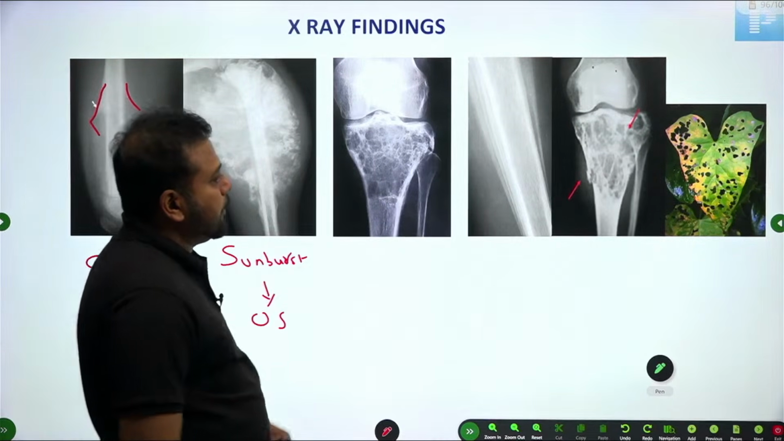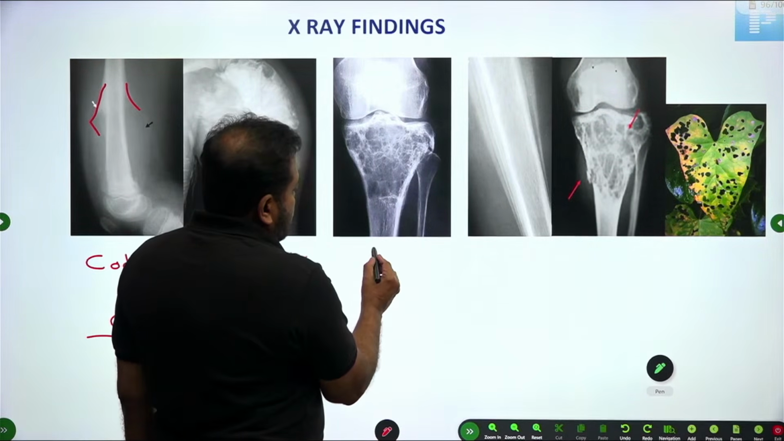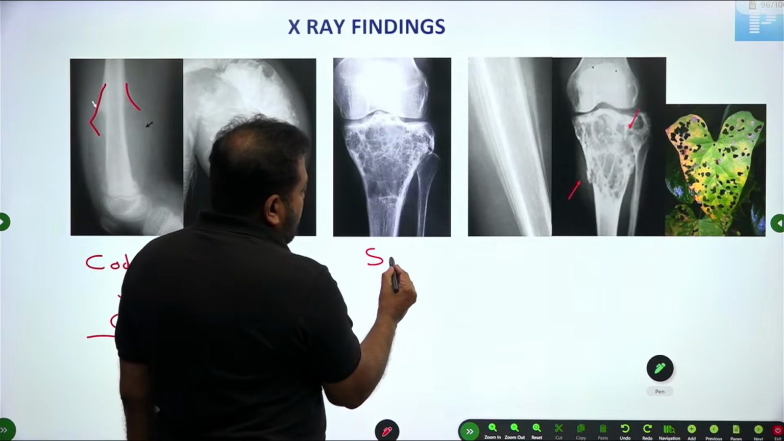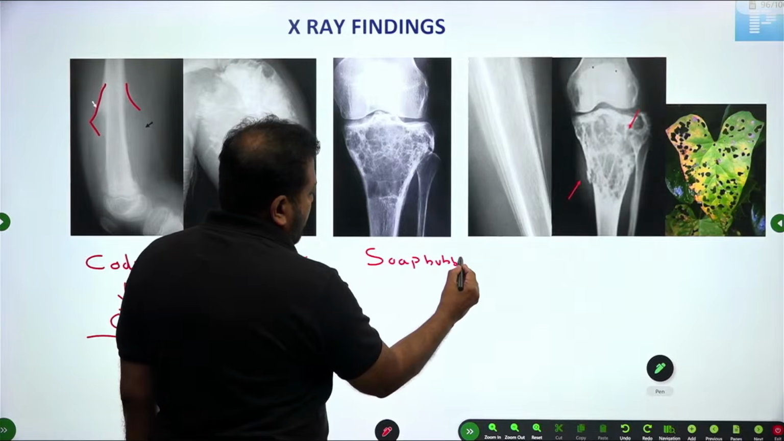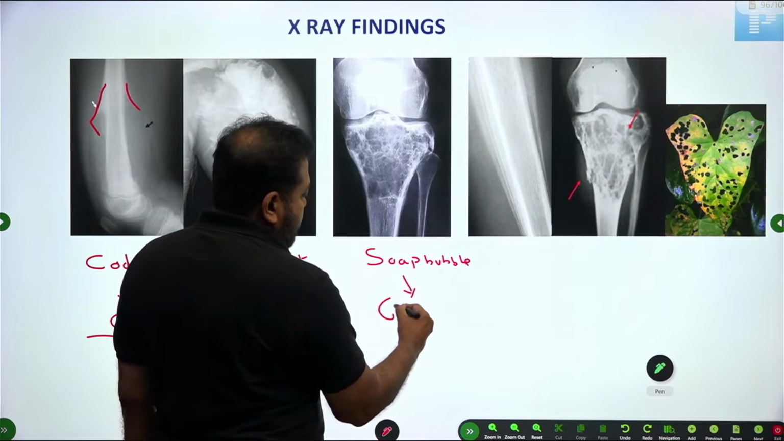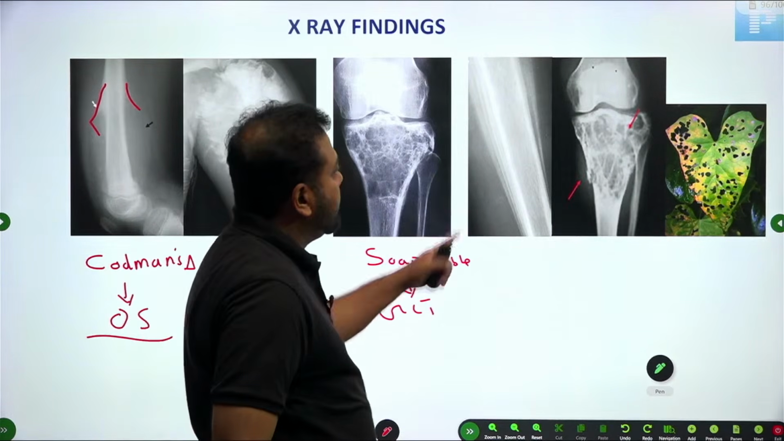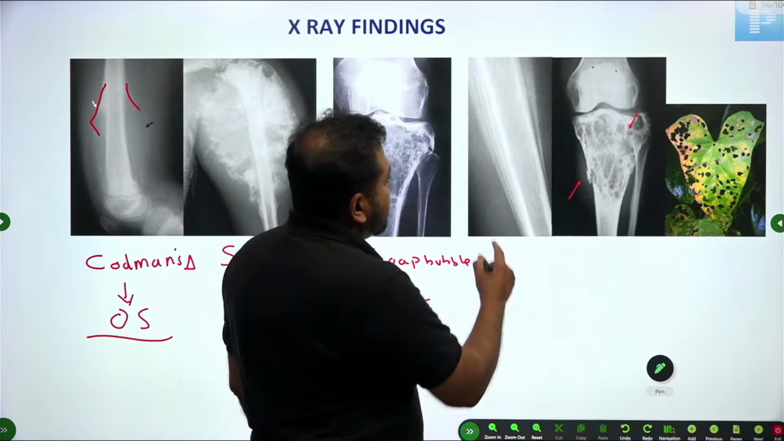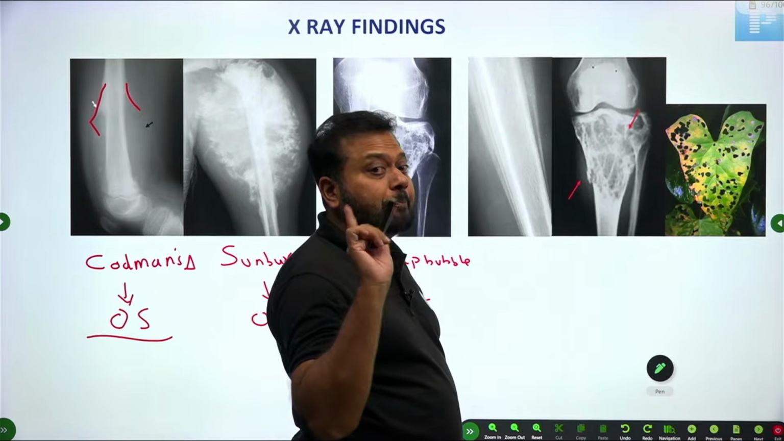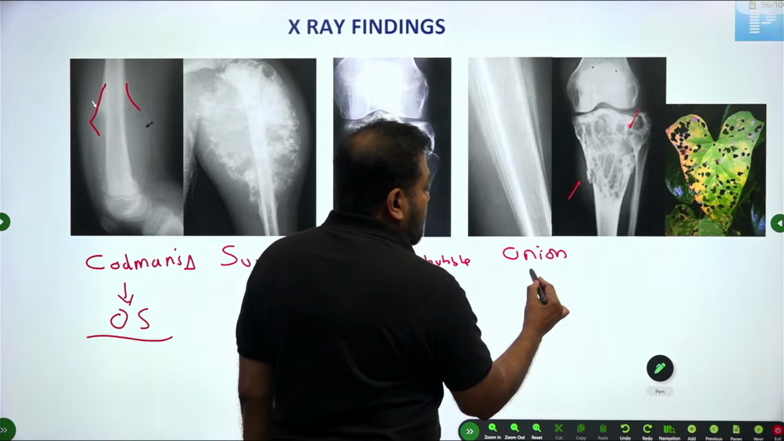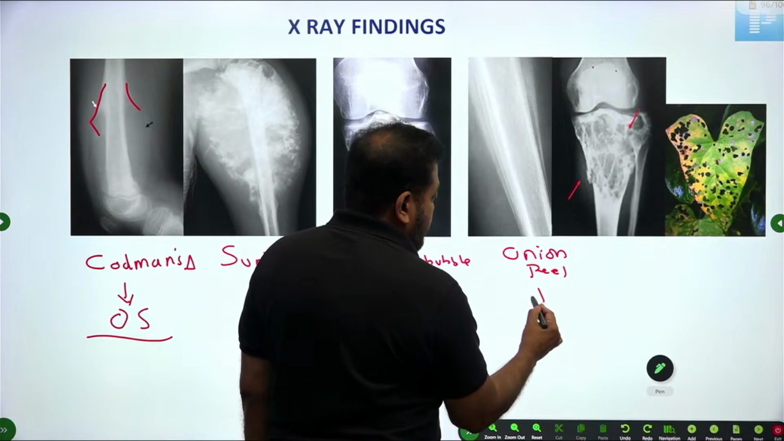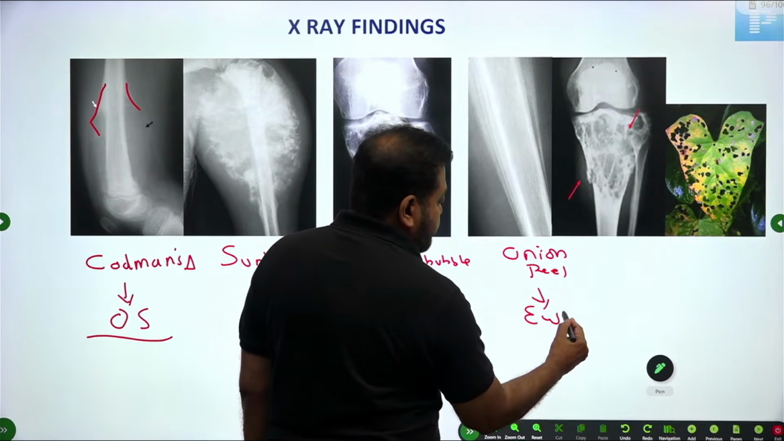When you see here, this is called soap bubble appearance. Giant cell tumor. This is multiple layers of stripped periosteum. This is called onion peel. Onion peel appearance. That is Ewing sarcoma.